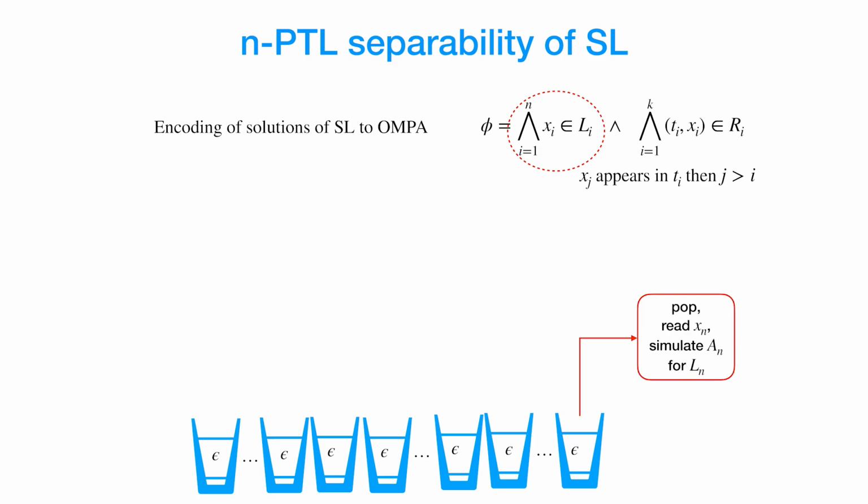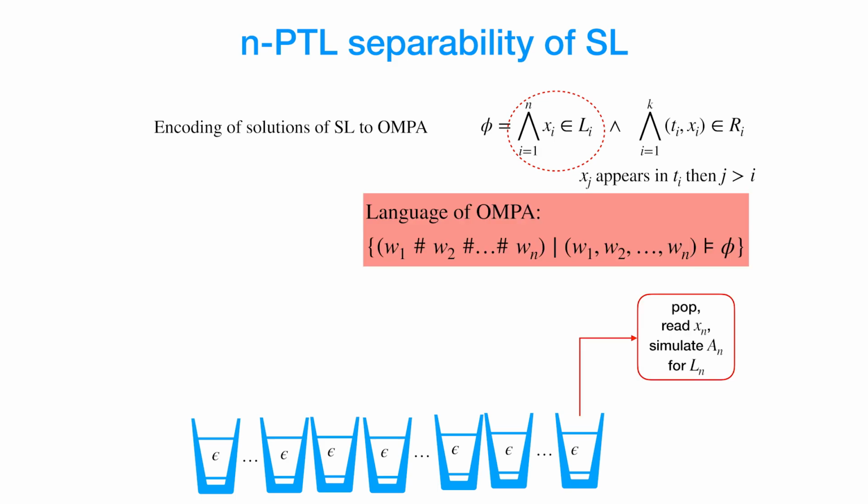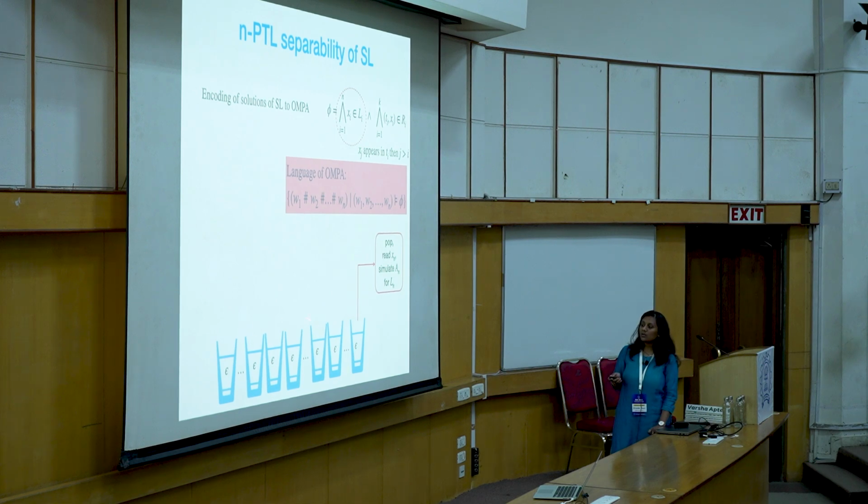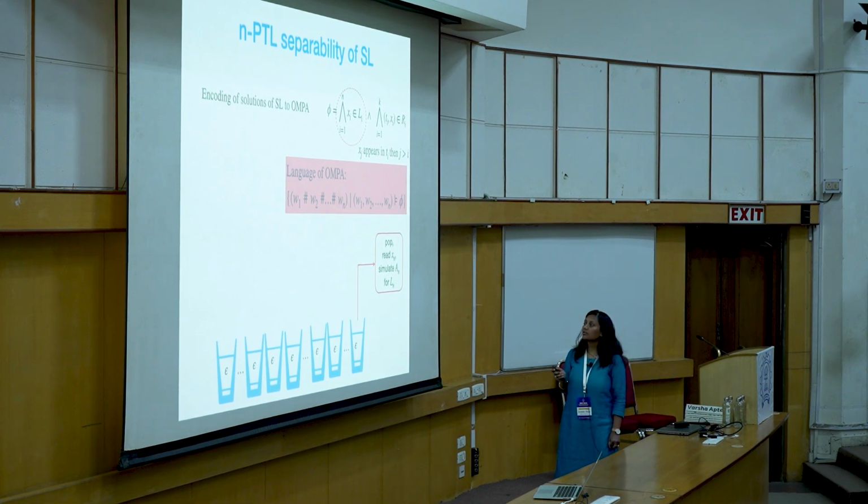So at the end, we will have a language, and while doing this popping, last popping, we will read hash in between when we jump from one stack to another stack. So at the end, what we get is that if V is satisfied by some satisfying assignment W1, W2, Wn, then the language of OMPA will contain W1 hash W2 hash Wn. And this is if and only if. If OMPA contains this, then it should be a valuation of phi.